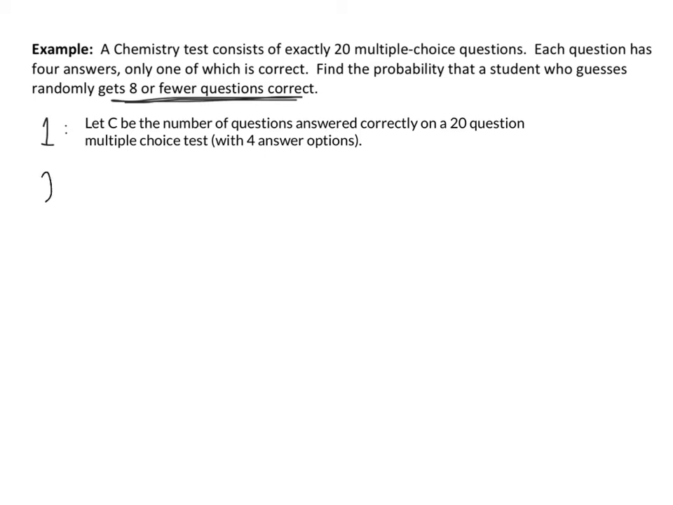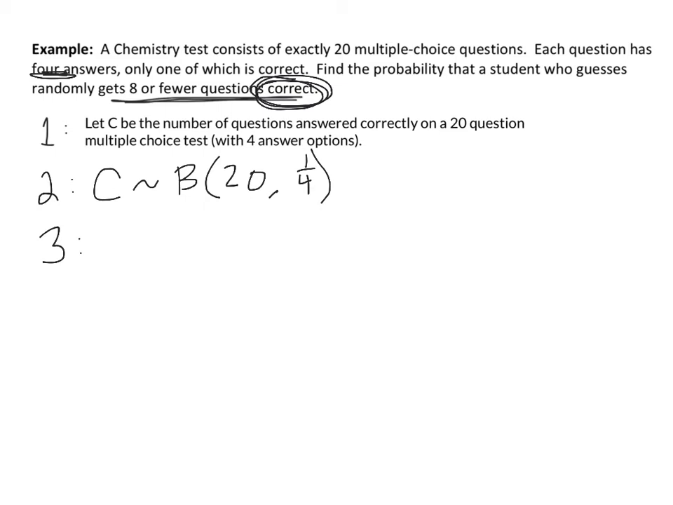Step 2, I need to state the distribution. C is distributed binomially. There are 20 trials, and each of those trials individually has a chance of success of 1/4. Why is it 1/4? Well, because we're counting correct answers, and there are 4 answer options for each of them.